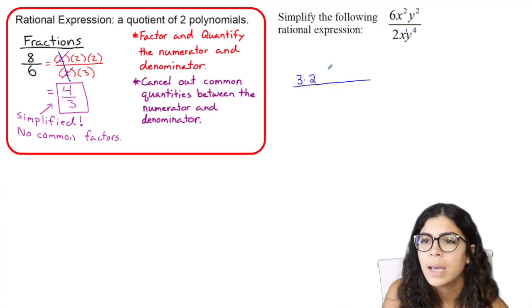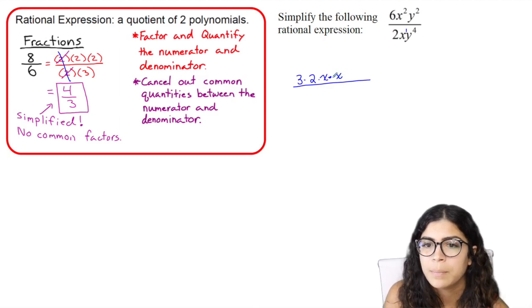That's times. And y squared is 2 copies of y. So all of those things are multiplying together. In the denominator, 2 doesn't factor any further, and only 1 copy of x. And then you have 4 copies of y.